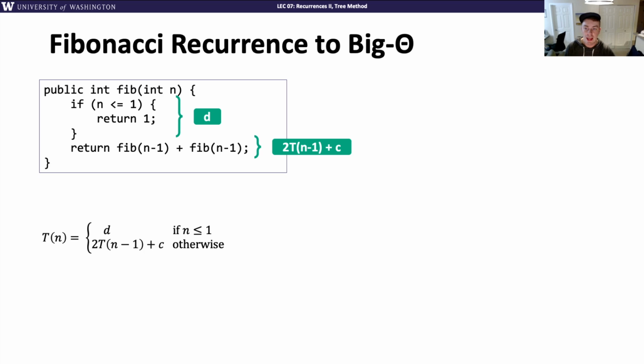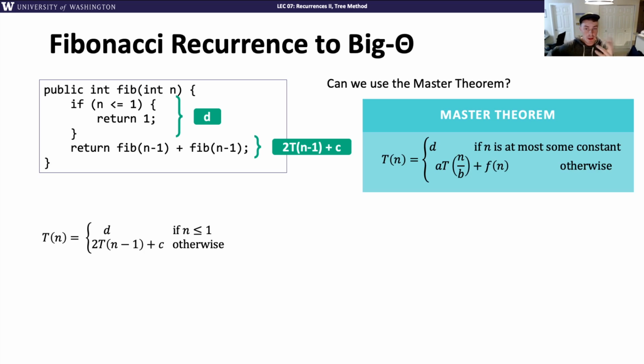Okay. So we came up with our recurrence. I wrote it down mathematically. T of n is d if n is less than or equal to 1, or it's 2 times T of n minus 1 plus that other constant work c. Okay, so now I'm going to invoke the master theorem and try to figure out, can we find a bound for this? So if we look at master theorem, you might say, well, I need to do this pattern matching that we saw in lecture.